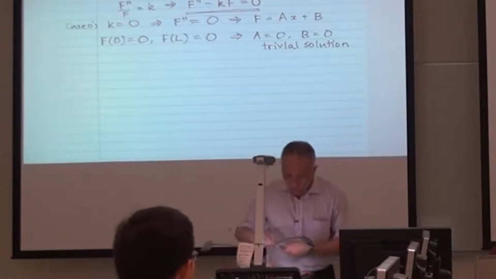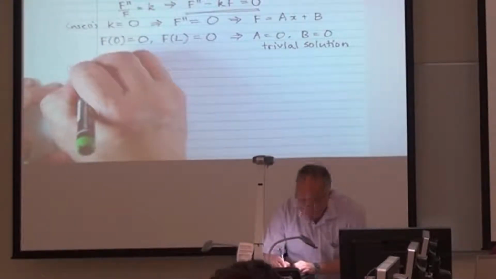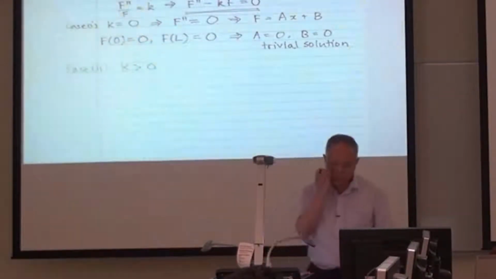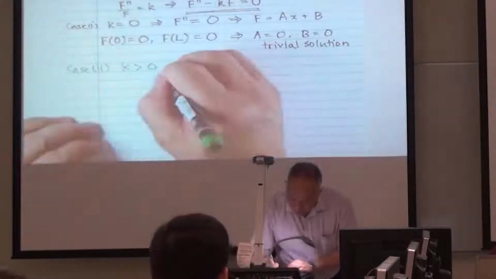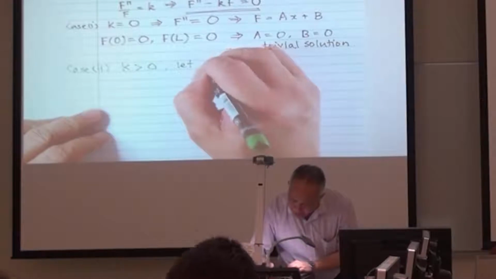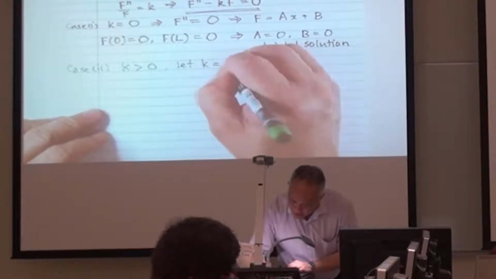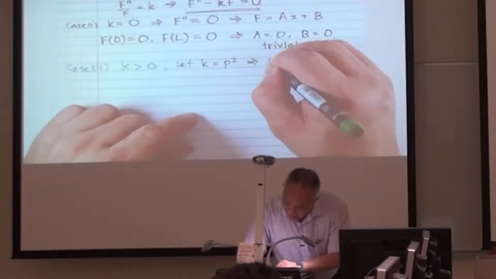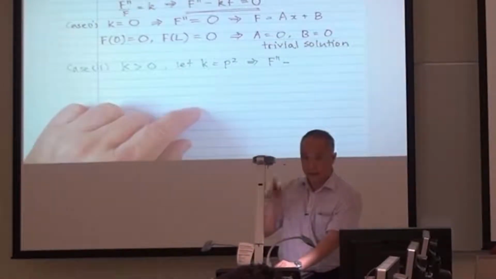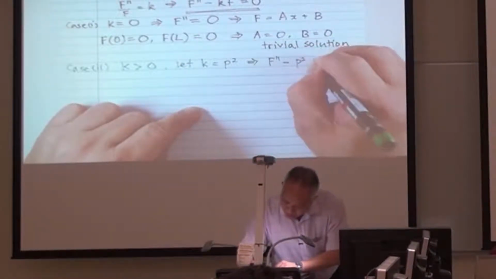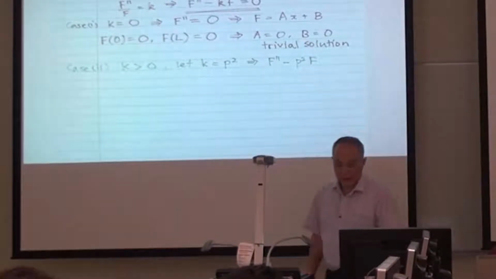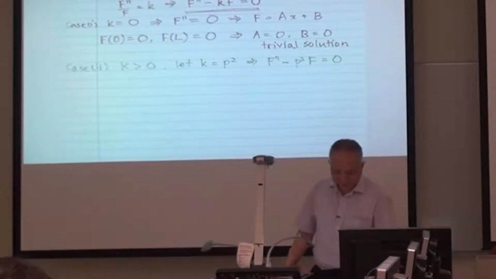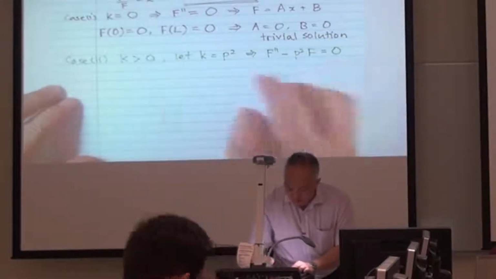Let's look at case 2. Case 2 is when K is bigger than 0. If K is bigger than 0, let us make our lives easier by letting K equal some p square. Easier to handle, right? Then you will have F double prime minus p square F equals 0. So we will solve this.